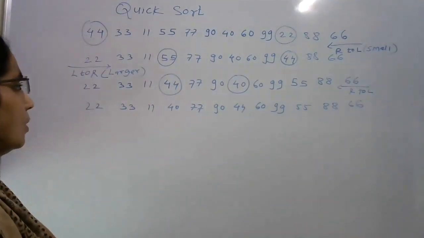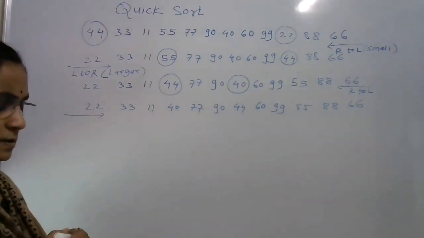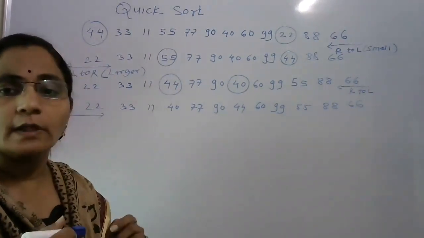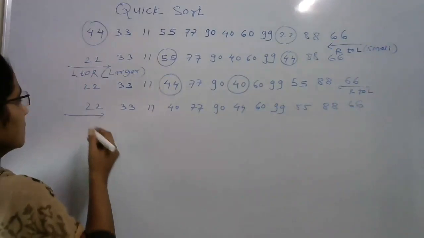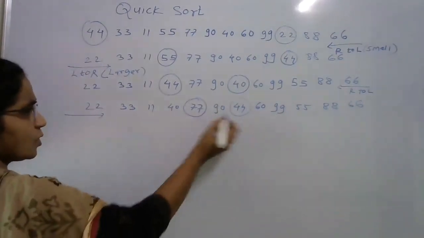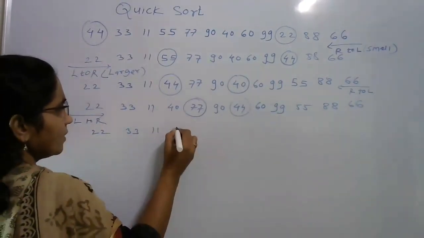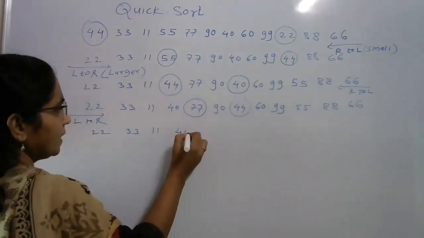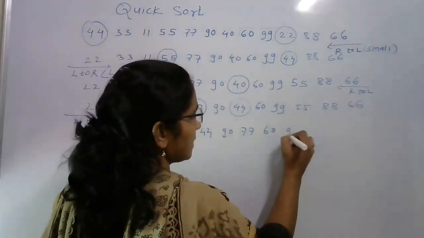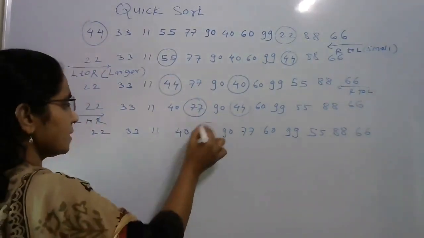Okay. Now you go again from left to right. Scan the list, compare each element with 44 and stop the comparison when you get an element larger than 44. So, less, again less, and yes, here 77 is larger. So exchange both positions. This is left to right. So 22, 33, 11, 40, then here 44, 90, here 77, 60, 99, 55, 88, and then 66. Okay, so this is your pivot element.